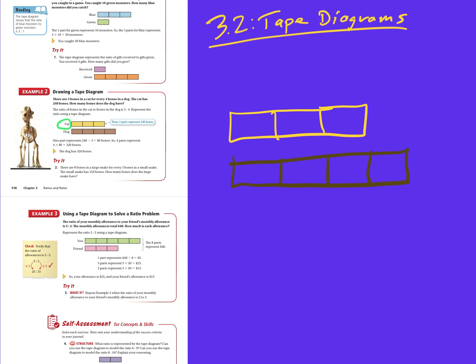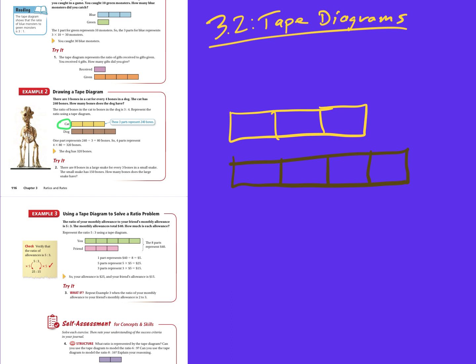So to figure out how much goes in each box, we just use simple division. I'm trying to divide 240 by 3, right? Each of those 3 boxes. You figure that out, it becomes 80. So that means that 80 would go into each box, right? 80 plus 80 plus 80 is 240, or 80 times 3 is 240.